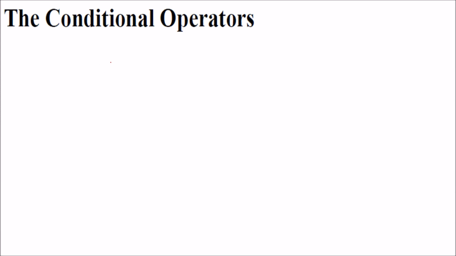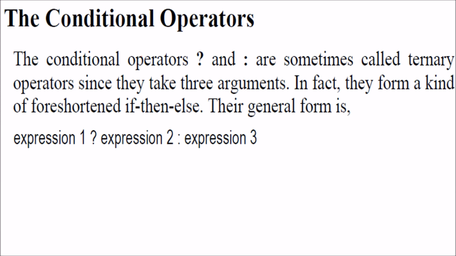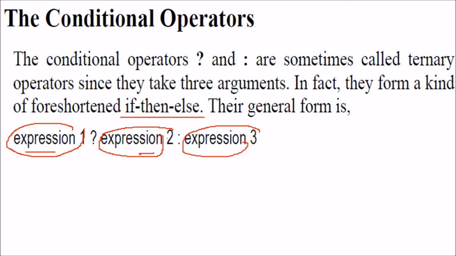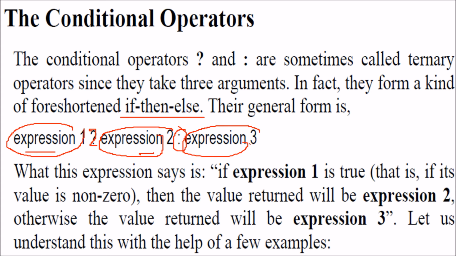The conditional operator, which we also call the ternary operator, is a simpler form of if else. If expression 1 is true, expression 2 will be done. Otherwise, expression 3 will be done. Please see the question mark and this colon. This is how we use it. So if expression 1 is true, the value returned will be expression 2; otherwise, expression 3 will be returned.